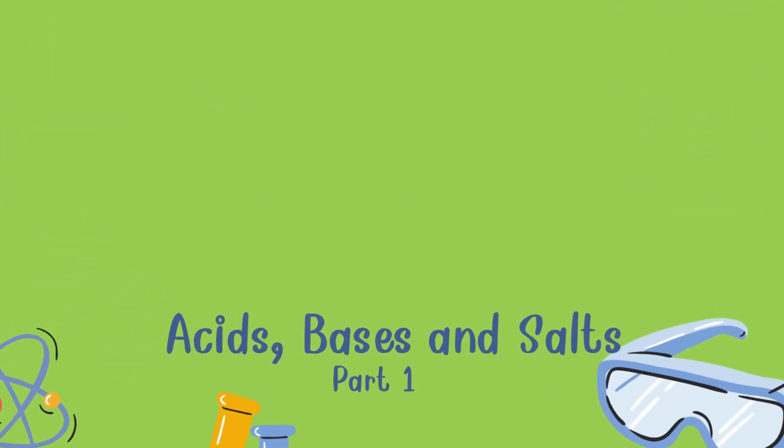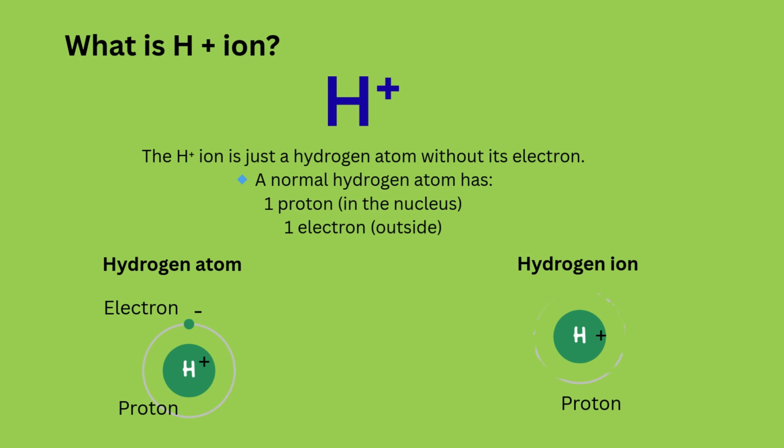Part 1. What is an H+ ion? The H+ ion is just a hydrogen atom without its electron. A normal hydrogen atom has 1 proton in the nucleus and 1 electron outside. When hydrogen loses its electron, only the proton is left. That is the H+ ion.